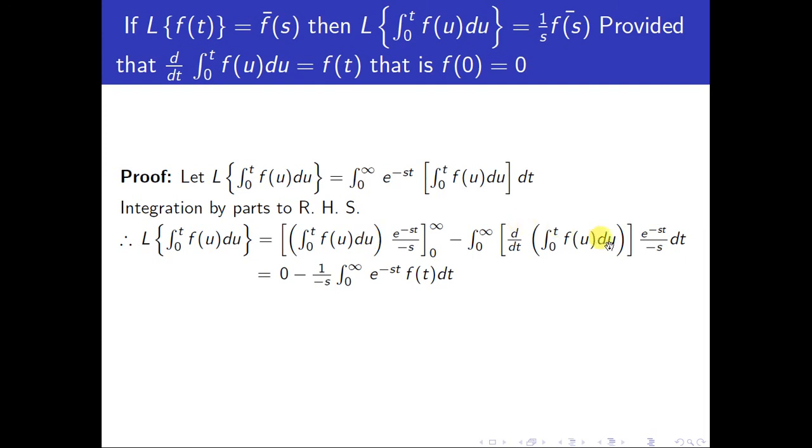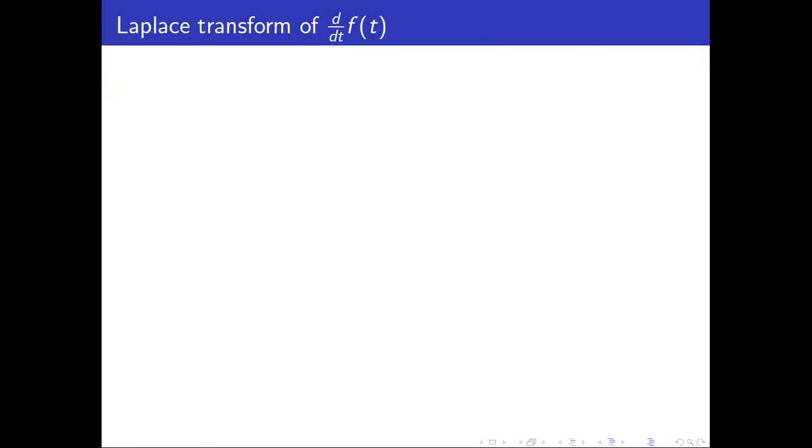Here in the second term, let us take 1 upon minus s outside. So that is 1 upon minus s integral from 0 to infinity. And as we have given, d by dt of 0 to t f of u du, the value of this term is f of t, since f of 0 is equal to 0. So by definition of Laplace transform, this integral from 0 to infinity e raised to minus st f of t dt is nothing but f bar of s, and hence it is the proof of this property.